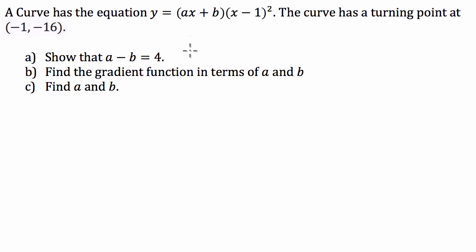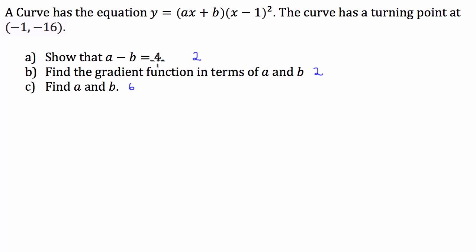Now from memory, I think this one in the exam was worth 2 marks. This one was worth 2 marks. And this one here was worth 6 marks. So you can see that these two here, we should be able to race through them to spend the most amount of time on part C. So we've got to show that a minus b equals 4.